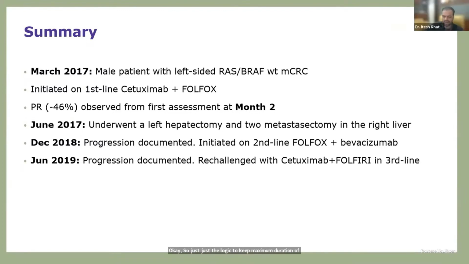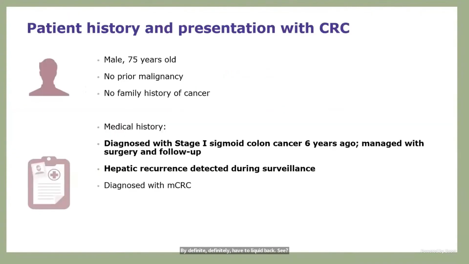Yes, in general, but in this case we have not given adjuvant cetuximab, so re-challenging cetuximab in second line is also a fair option according to me. But in general, definitely after liquid biopsy. Okay. Thanks. So I think we have only 2 minutes left.